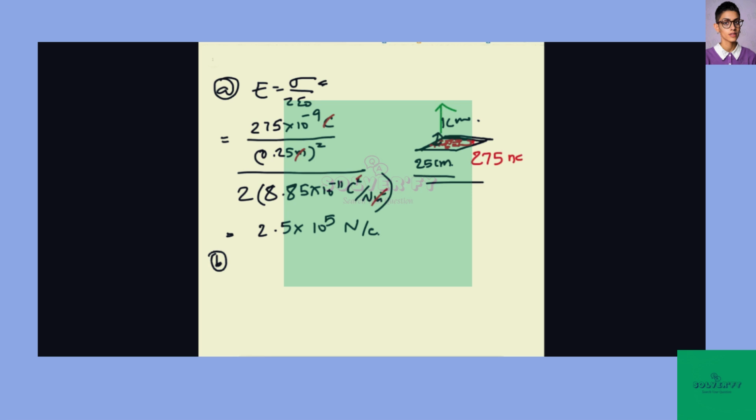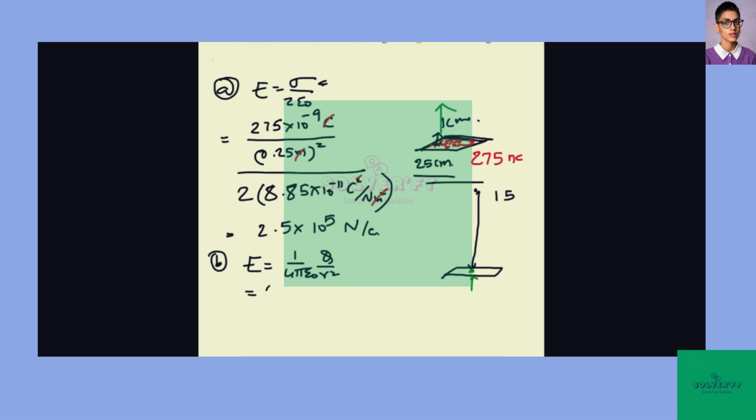For part B, we consider the field at a distance of 15 meters. Now, notice that if this was really 15 meters, the sheet would look something like this in that green color over here, which means that 15 meters is 60 times larger than 25 centimeters, and hence we can think of it as a point charge. So for a point charge, the electric field would simply be 1 by 4 pi epsilon naught, q by r squared.